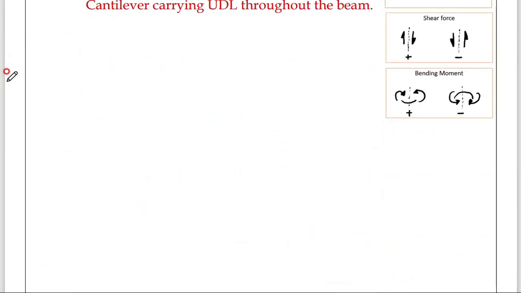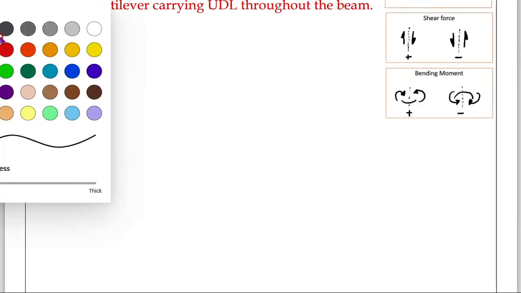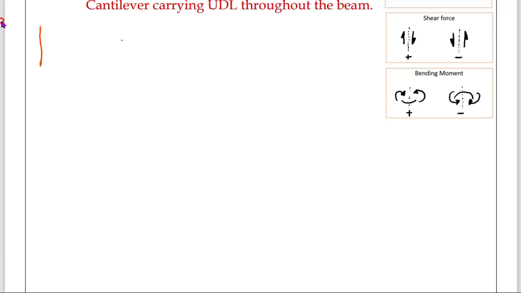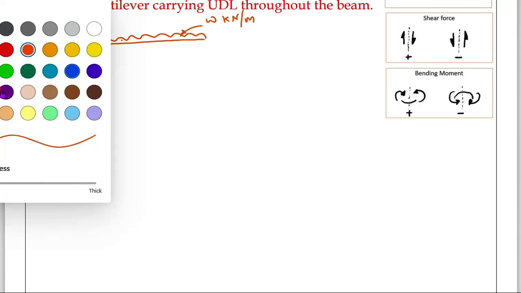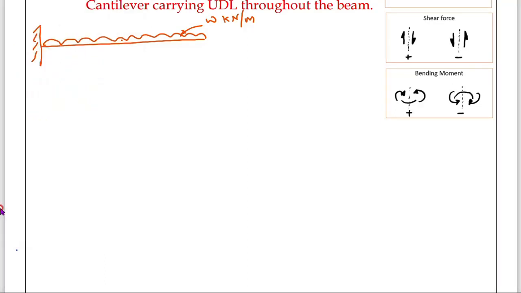Next, cantilever carrying UDL throughout the beam. Now look here. This is a cantilever carrying UDL throughout the beam. And what is the load intensity? This intensity I will call W kilonewton per meter. Okay. Now draw the free body diagram for this UDL. UDL I will convert into a point load, but this conversion is for my reference, not given. Therefore, I am writing this conversion as a dotted line.